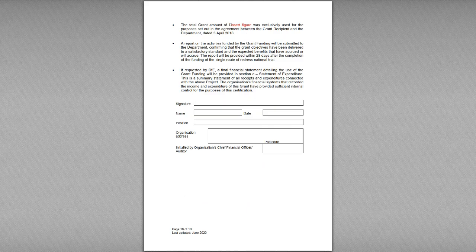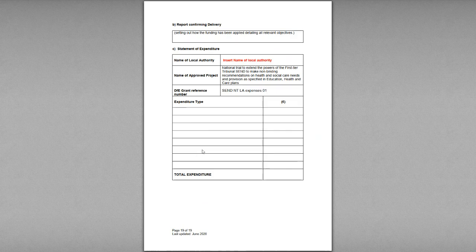You must then fill out the boxes as shown below here. The LA's Chief Internal Auditor should provide an audit judgment as to whether the statement accurately reflects the eligible expenditure for the period of the trial. They must then initial the statement of grant usage where indicated, just here. So if we then go on to section B, that's on the next page. Section B is just up here, and it's a report confirming delivery.